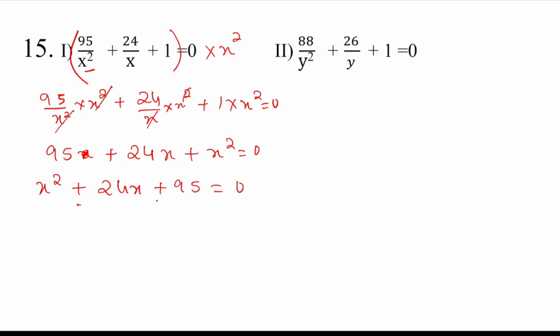Since it is plus plus, roots will always be minus minus, and 95 can be written as 19 into 5, and 19 plus 5 will give you 24, because the second term is addition. So our roots are minus 19 and minus 5.